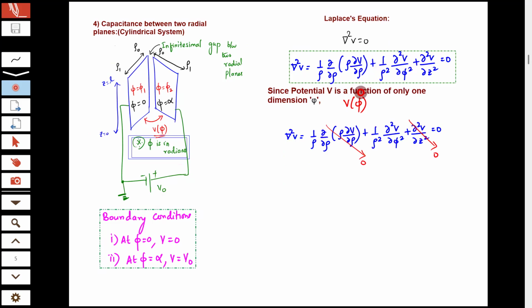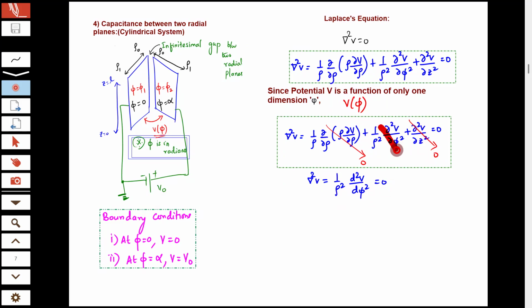Only the second order differentiation of the potential function with respect to phi will be non-zero. So the first and the third term become 0. Only the second term is left, that is 1 by rho square del square V by del phi square is 0. Since it is a function of only phi, this partial differentiation can be written as an ordinary differential equation, which is a second order differential equation.